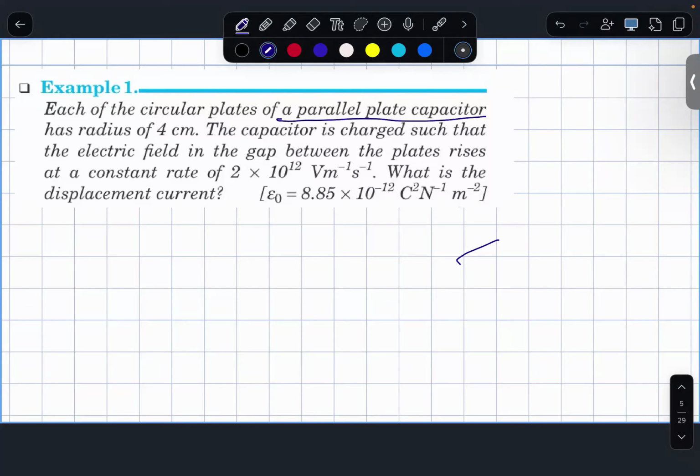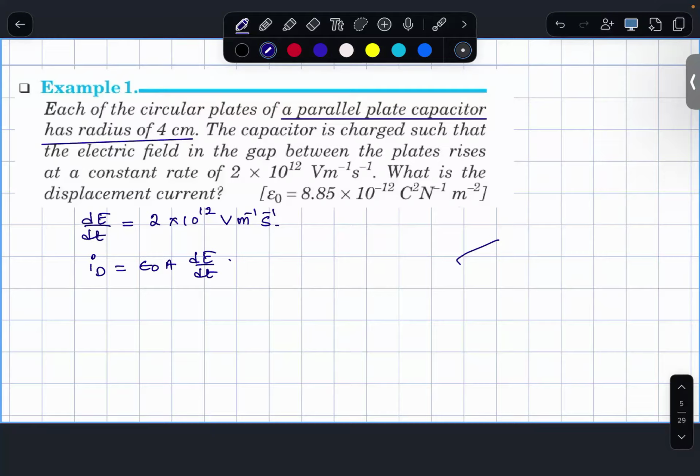Parallel plate capacitor, radius of 4 centimeters. Capacitor is charged such that the electric field in the gap... what is the displacement current? Clearly displacement current is epsilon naught A d by dt. Epsilon naught d phi E by dt.